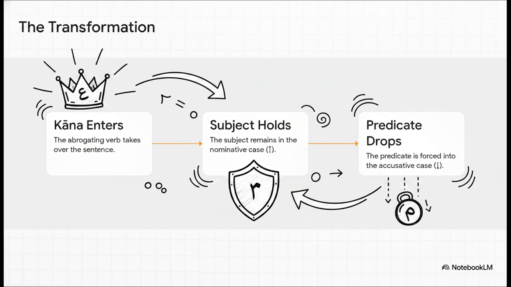The subject status? Kept high. It remains nominative. But the predicate? Kaana forces it down. It gets dropped into the accusative case, known as mansub. It's a complete shift in the grammatical physics of the sentence.